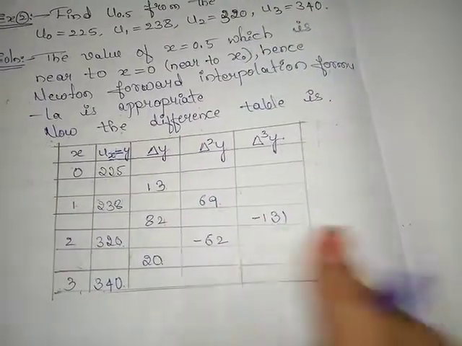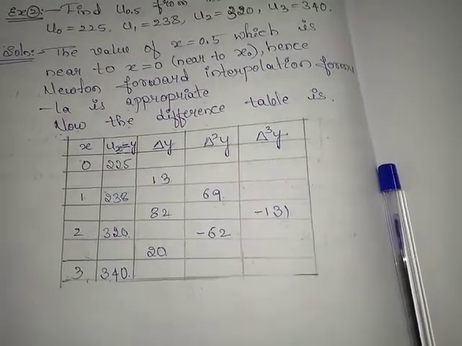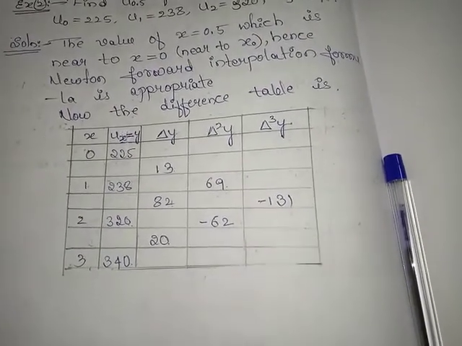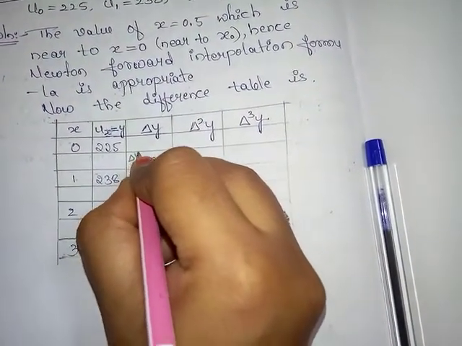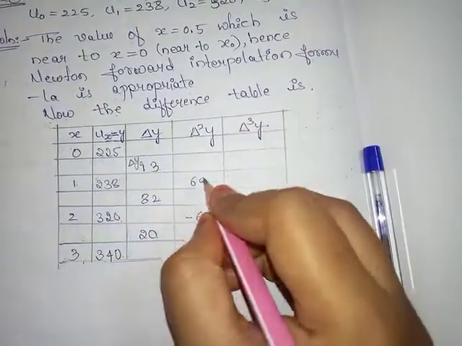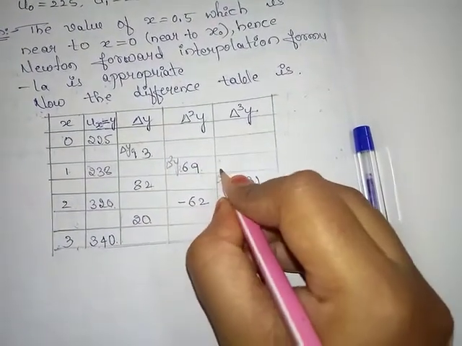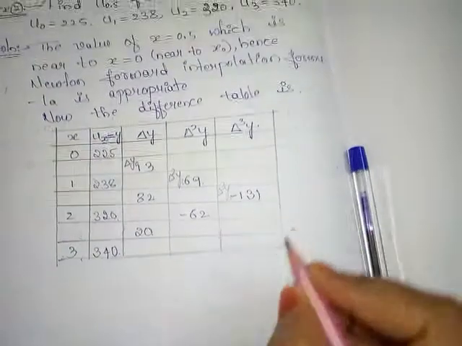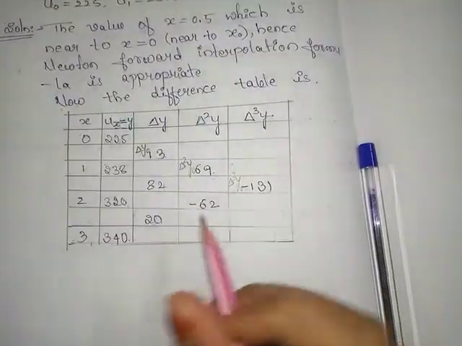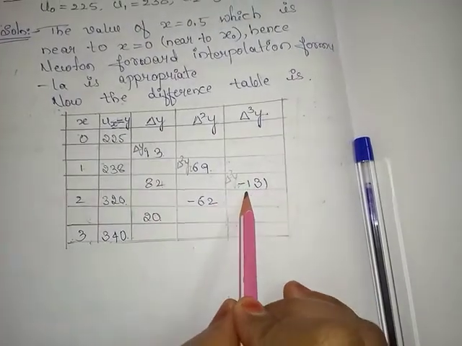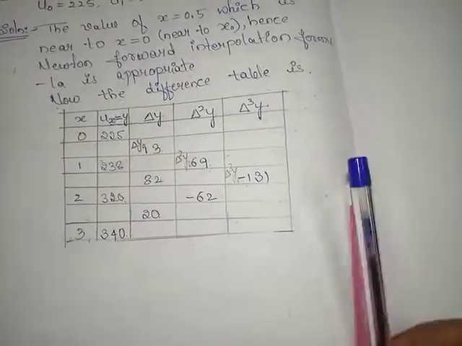This is minus 131. Here also we are using the forward interpolation formula, so we must know the values of delta y naught, delta square y naught, delta cube y naught. If you want, write like this for your convenience.